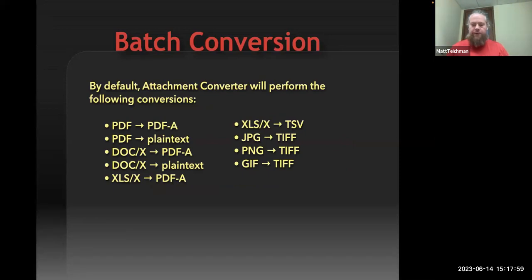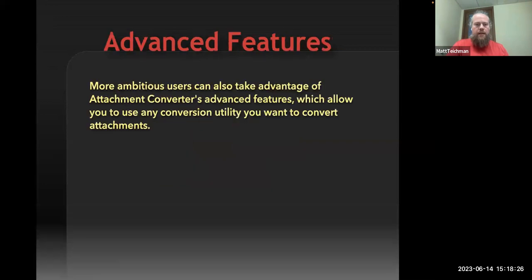So these are the formats that attachment converter is configured to perform by default. In other words, whenever it sees a docx in a mailbox you give it, by default, it's going to try to convert it into a PDF/A and to plain text. Whenever it sees an XLS spreadsheet, it's going to try to convert it to archival PDF, and then it's also going to try to convert it to tab separated values, which is a plain text spreadsheet format. So that's attachment converter in its default setup.